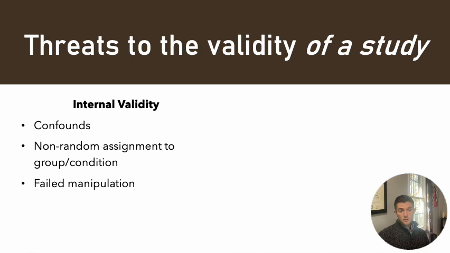Failed manipulations are also threats to internal validity. Maybe you try to experimentally manipulate something, but you just fail. You just don't do anything to that thing you're trying to manipulate, and then you say, hey, there was no effect on this outcome.